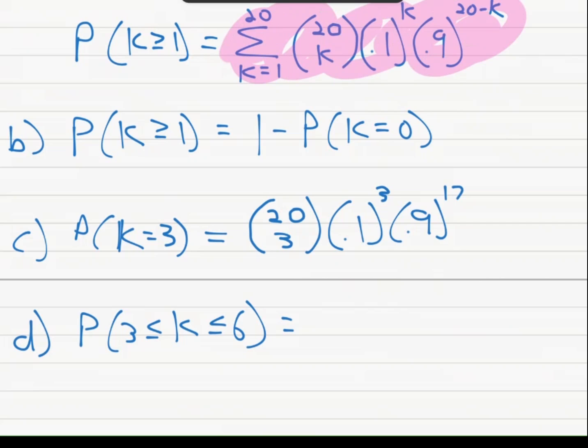but with slightly different limits, right? So all that changes in the summation notation is that the K goes from 3 to 6. I still have probability of success raised to the kth power because K is the index variable that's indicating the number of successes, and I still have the probability of failure, which is 0.9, raised to the 20 minus K, because there are 20 trials, and if there are K successes, there are 20 minus K failures. So we can use our calculators and that sequence function to go ahead and calculate this as well.